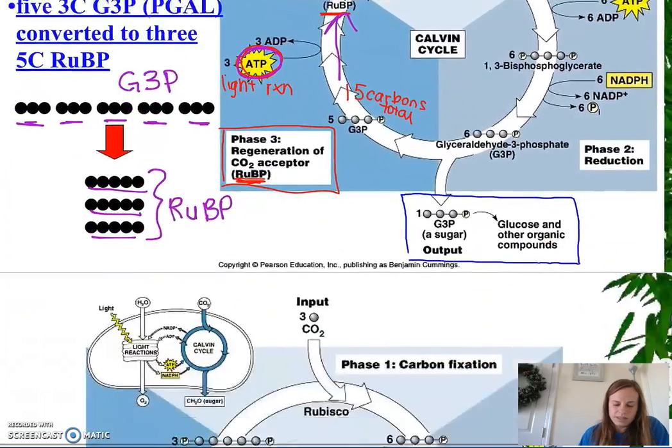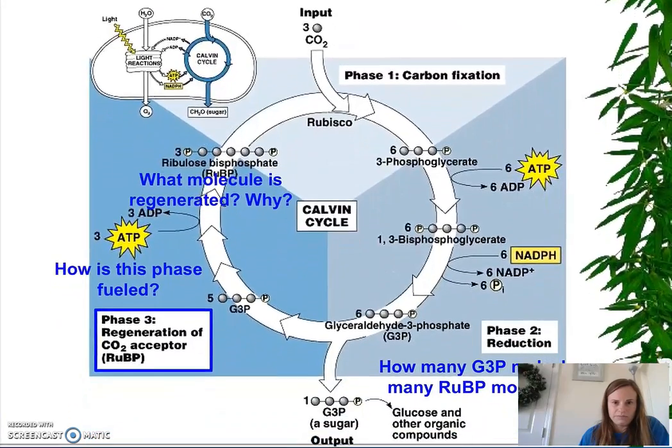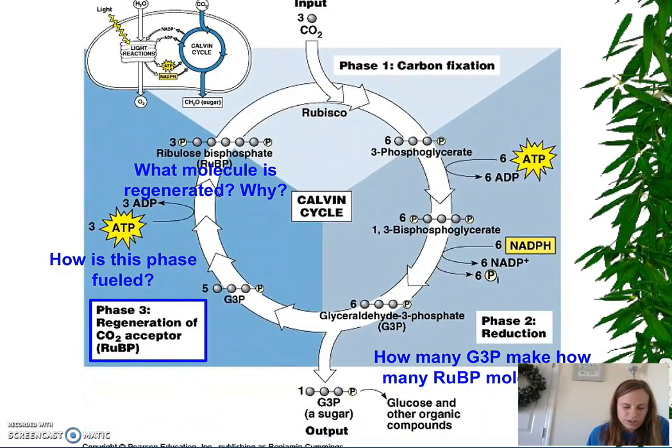So let's fill out the note packet, and then I want to go back and point something out. So what molecule is regenerated and why? My ribulose bisphosphate is regenerated. Why? Because it's a carbon dioxide acceptor, which is needed for this whole reaction to occur. How is this phase fueled? By the ATP that came from the light reactions, and then how many G3P make how many ribulose bisphosphate? So 5 G3P make 3 ribulose bisphosphate.